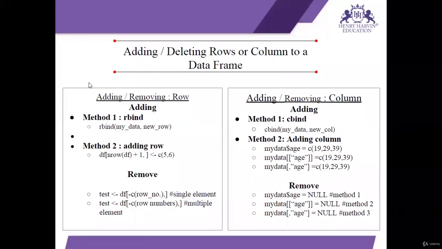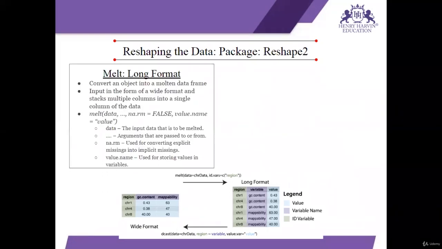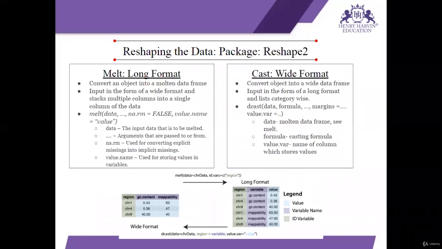The next type of data management topic that we are covering is reshaping. Reshaping is a very important topic. We'll be using the package reshape2 here, and there are two types of reshaping methods, that is melt and cast. Melt is the long format, where we convert the object into a molten form. We provide a wide format and convert it into a stack of columns.